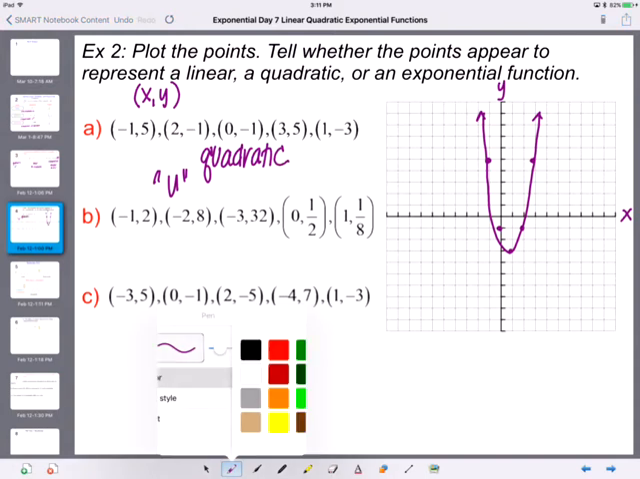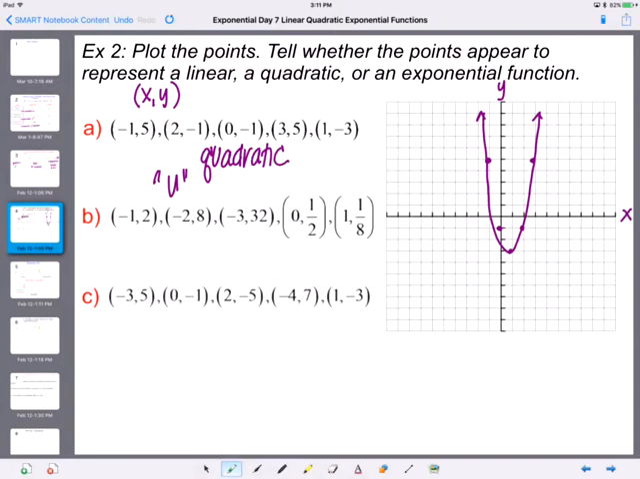Let's plot the next points. We have negative 1, 2; negative 2, 8; negative 3, 32, whoops, that's off our graph; 0, 1/2; 1, 1/8. If we connect these green dots, we see that our graph is approaching 0 but not touching it. It's a quick curve, so we have an exponential function.